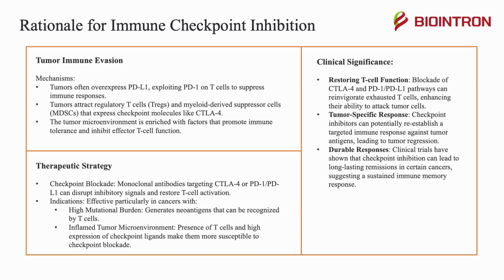Immune checkpoint signaling is a mechanism for tumor immune evasion. In cancer patients, tumors often overexpress PD-L1, exploiting PD-1 on T cells to suppress immune responses. Tumors attract regulatory T cells and myeloid-derived suppressor cells that express checkpoint molecules like CTLA-4. The tumor microenvironment is enriched with factors that promote immune tolerance and inhibit effector T cell function.